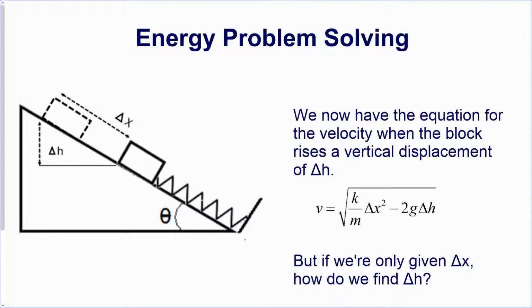We now have the equation for the velocity when the block rises a vertical displacement of delta h. But if we're only given delta x, how do we find delta h? That's right, trig.